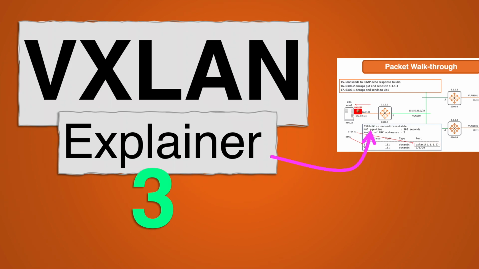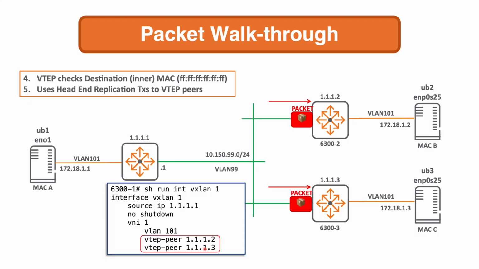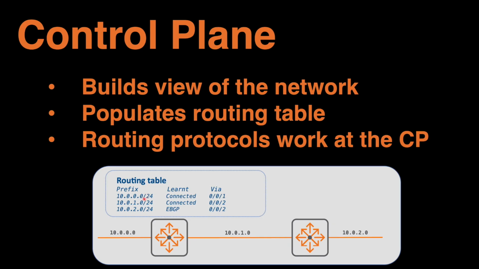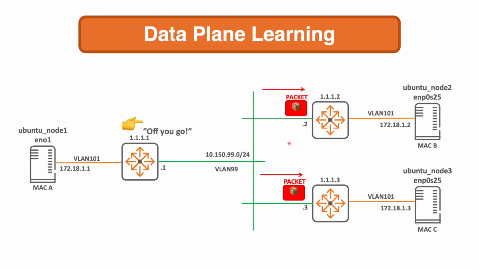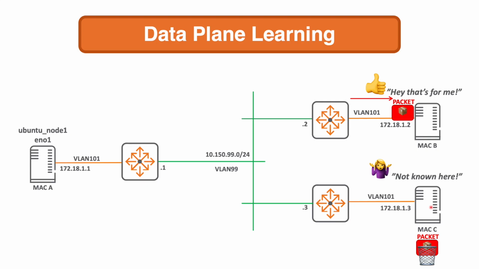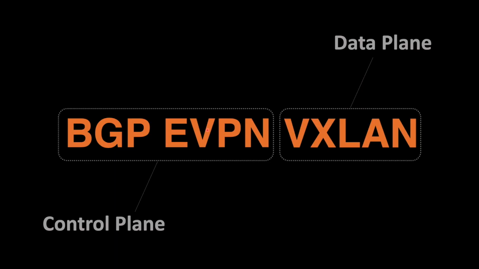In this video, we're going to be looking at VXLAN packet forwarding. We're going to be defining the control plane and the data plane. We're going to be looking at data plane learning, its limitations and how it can be improved upon with BGP EVPN. Then I'm going to lab it up. We're going to look at the configs.